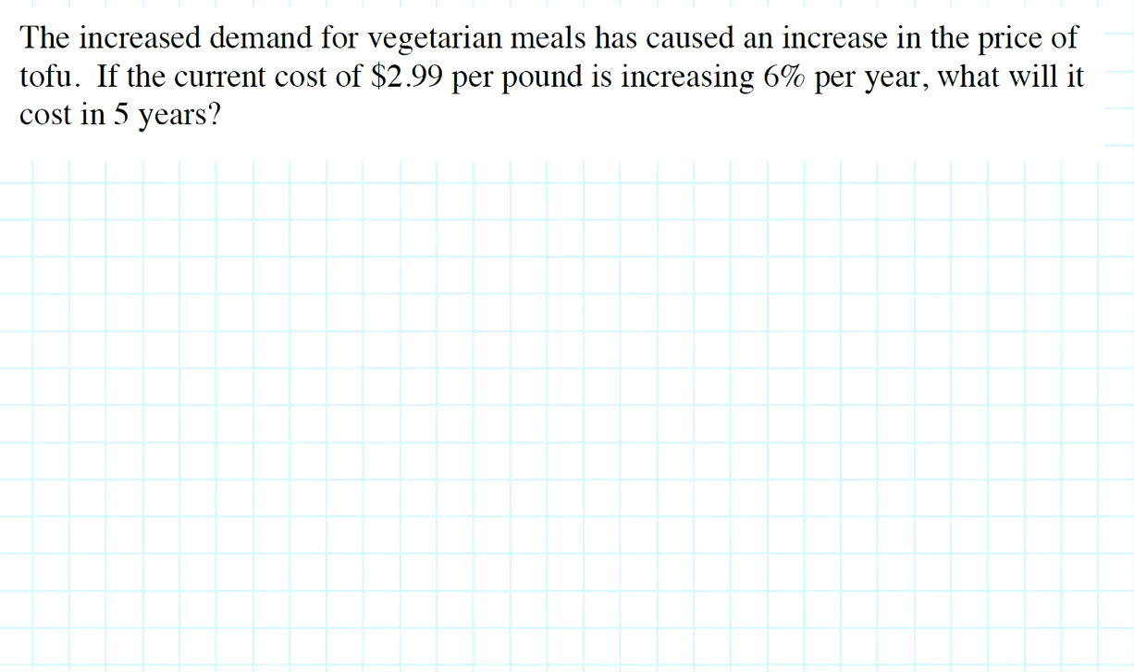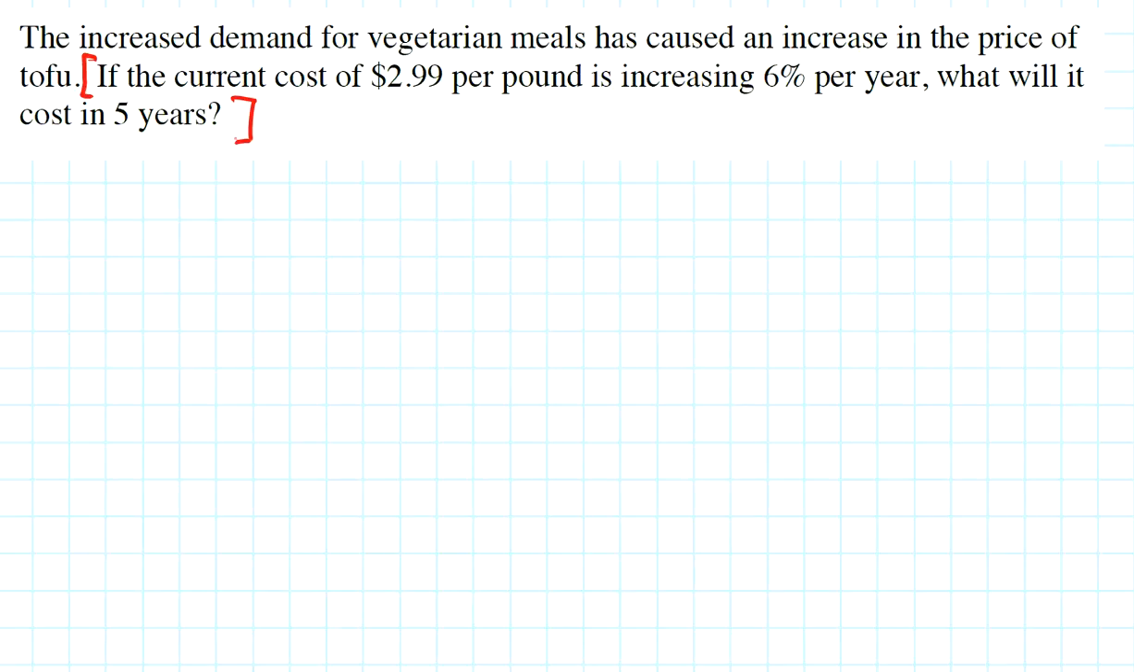If, and now I can get to the mathematics, right? So now I can concentrate on what I'm here for. It says if the current cost of tofu is $2.99 per pound, and it is increasing 6% per year, what will be the cost in 5 years?